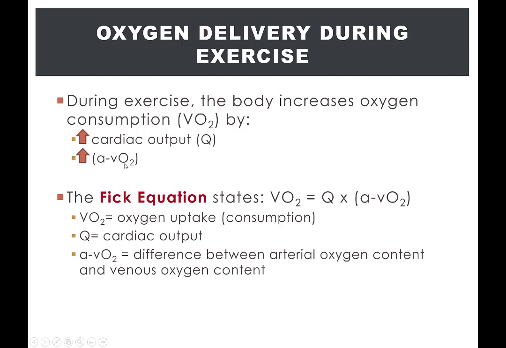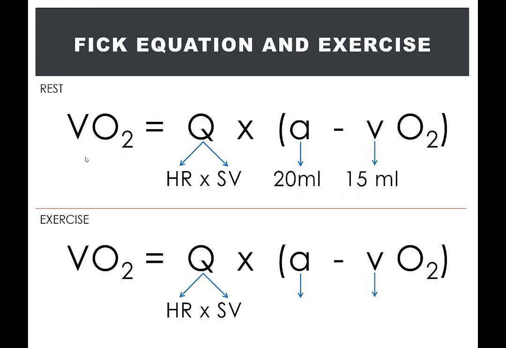Now let me explain further. Let's focus on the Fick equation above. Here we have oxygen consumption during rest. As indicated moments earlier, VO2 equals cardiac output times AVO2 difference. Now, what are the factors contributing to Q? As we established earlier, the factors are heart rate and stroke volume. Heart rate times stroke volume equals cardiac output. So resting cardiac output is resting heart rate times resting stroke volume.